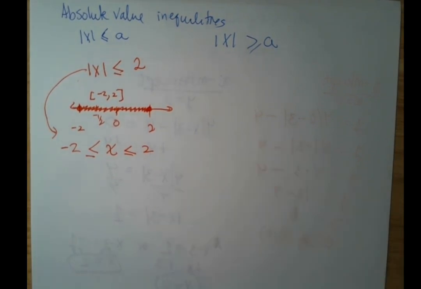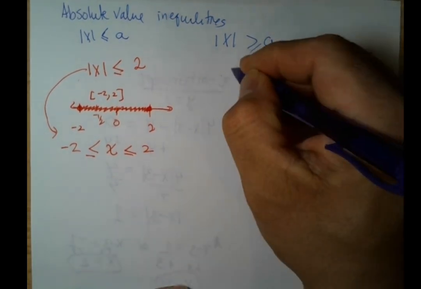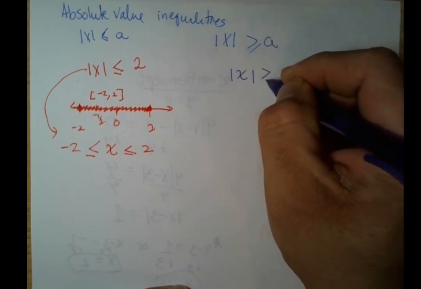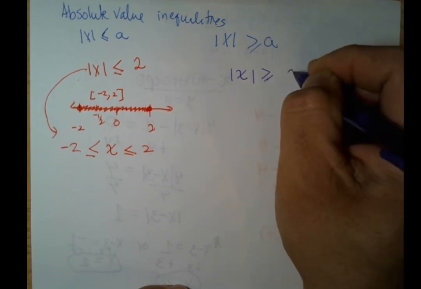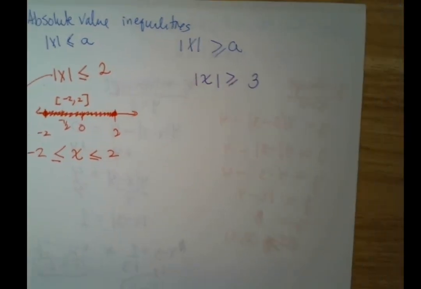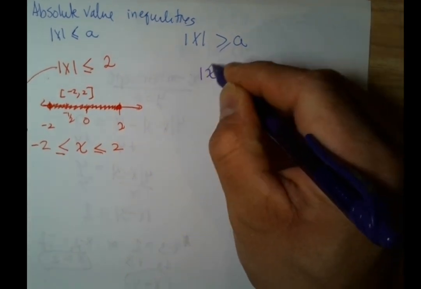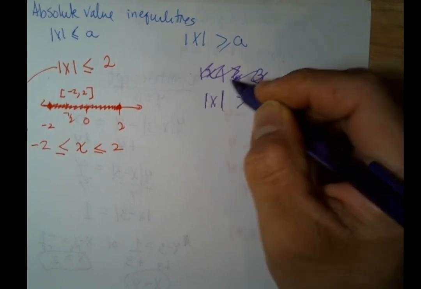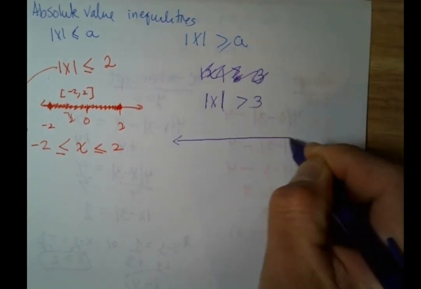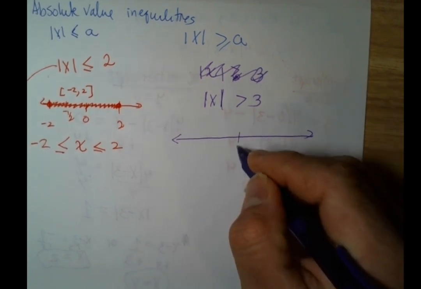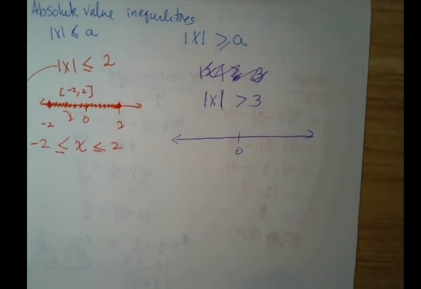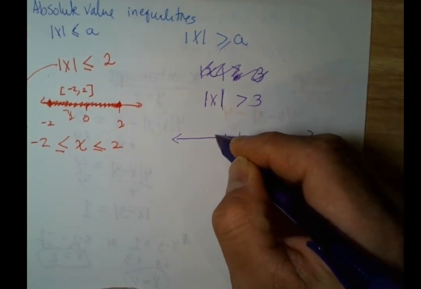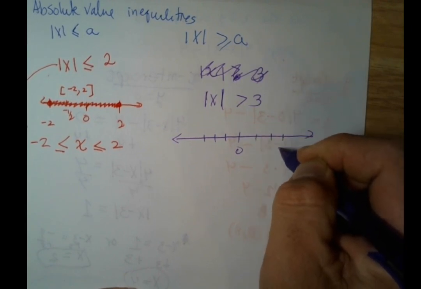Now, for the greater than part, let's take a look at what happens here. Let's say the absolute value of x greater than or equal to, let's say, 3. Actually, for this one, let's do strictly greater than. If we think of this in terms of distance, from our origin, what values are more than 3 units away? So this is 1, 2, 3, 1, 2, 3.